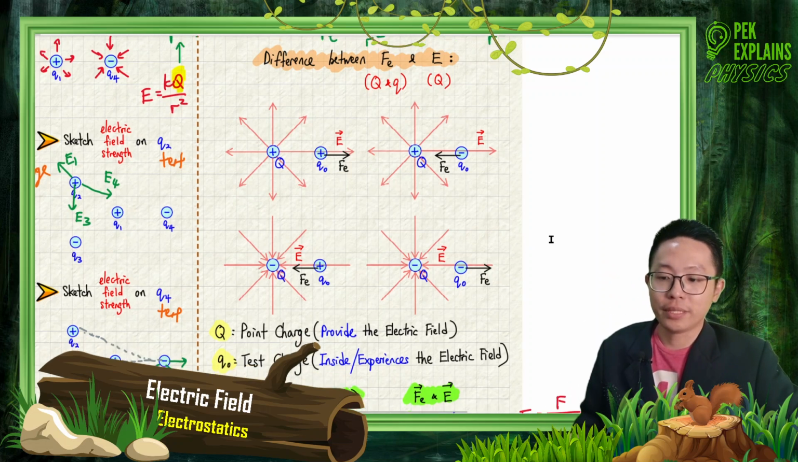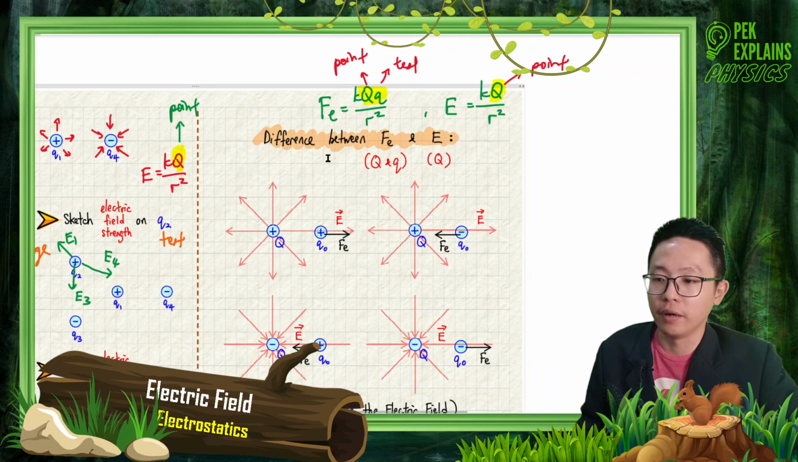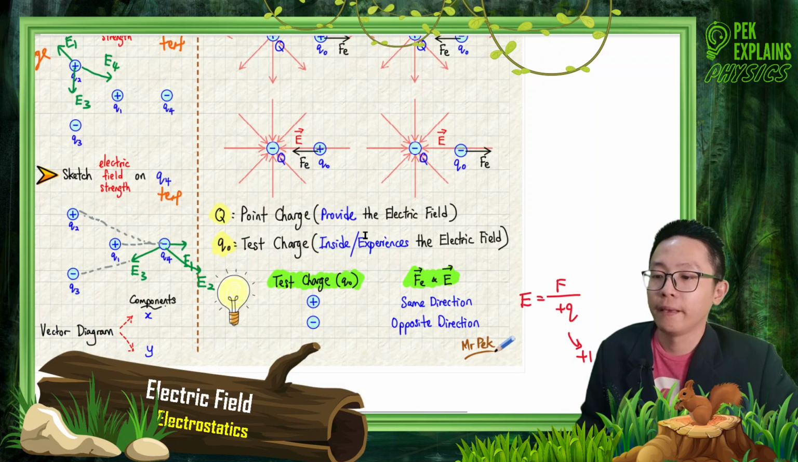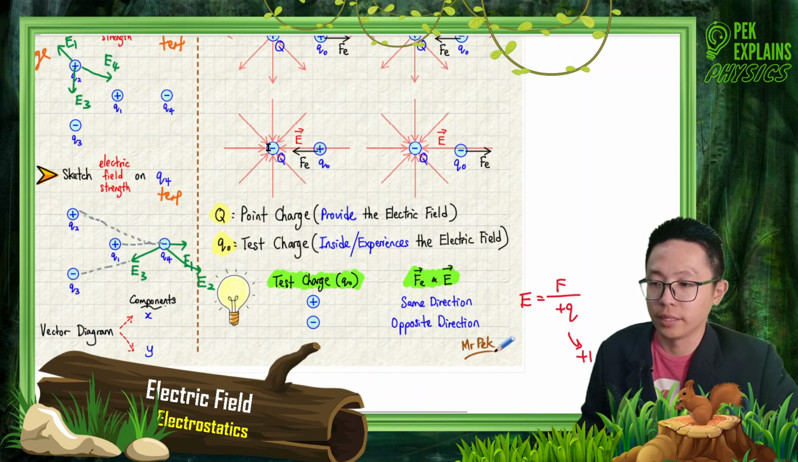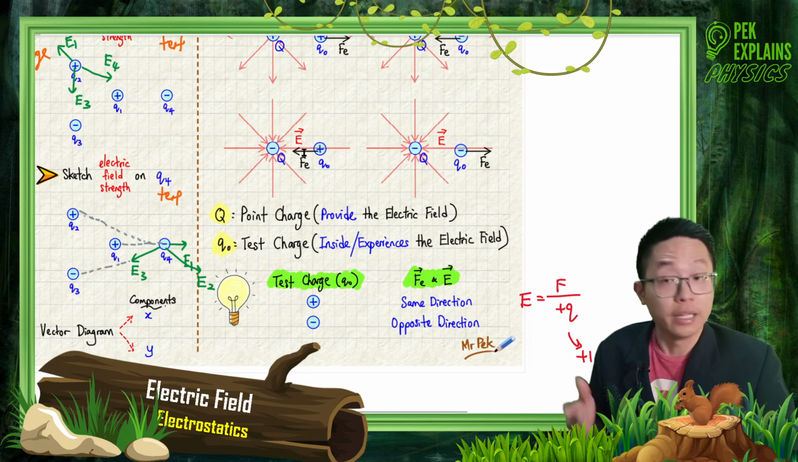Okay, so that's it. The difference between force and electric field: remember, force looks at both charges, positive and positive repel. Electric field looks at the point charge only. If positive, going away. If it is negative, going towards. And for this one, the force looks at both charges, opposite, so attract. Electric field just looks at the negative point charge, so towards the negative point charge. So that's it for electric field.